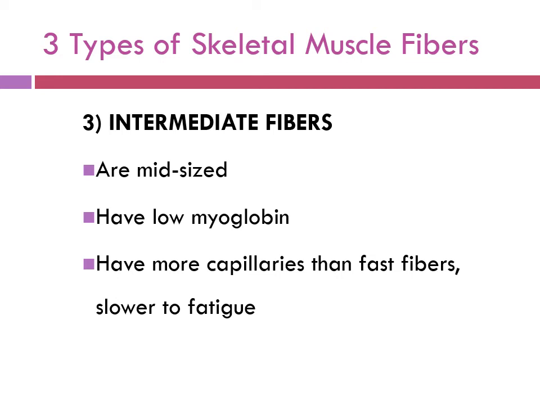And then our intermediate fibers are exactly what they sound like. They are mid-sized. They do have myoglobin, so they do have oxygen. They have more capillaries than fast fibers, and they're slower to fatigue than fast fibers. So they're kind of middle of the road fibers.